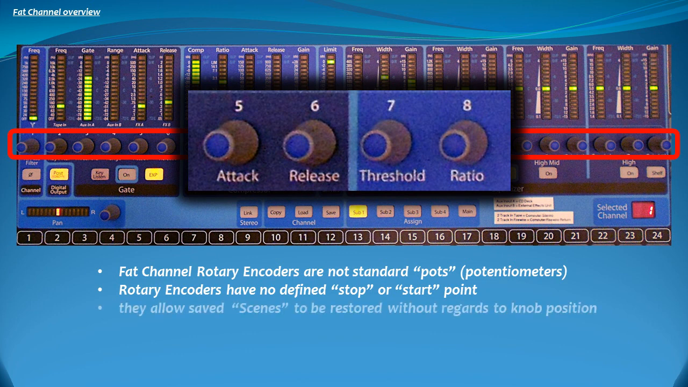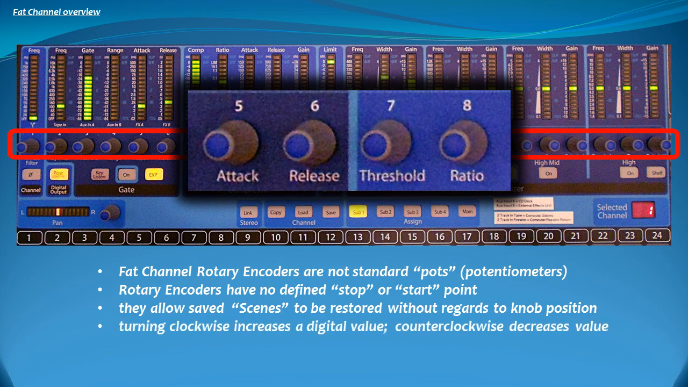Due to this, saved scene settings can be quickly restored to the fat channel without concern for the position of the encoder knobs. All that matters is that turning an encoder clockwise increases a digital value assigned to it, and turning it counterclockwise decreases the digital value. Many radio controls on modern automobiles work in the same manner. Note, only the knobs in the fat channel are rotary encoders. The other knobs on the SL24.4.2 are standard potentiometers.